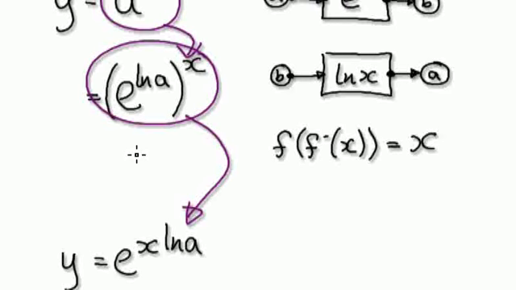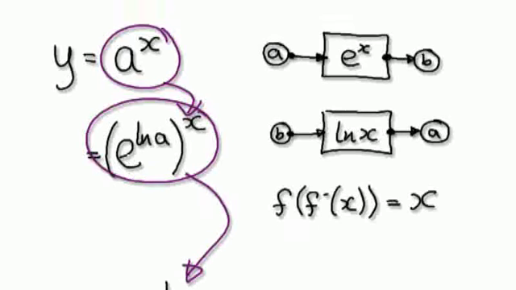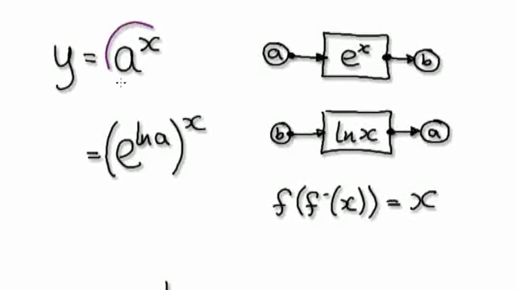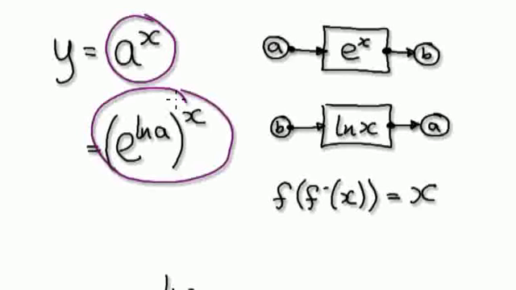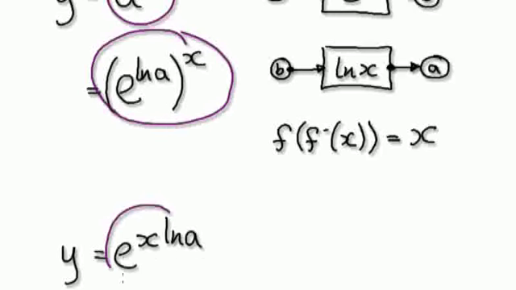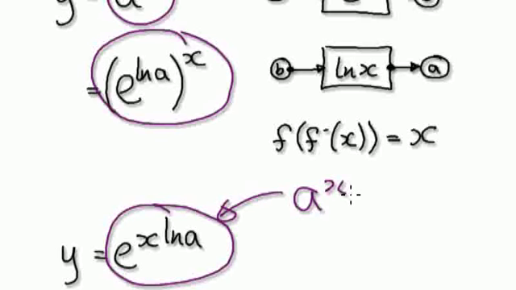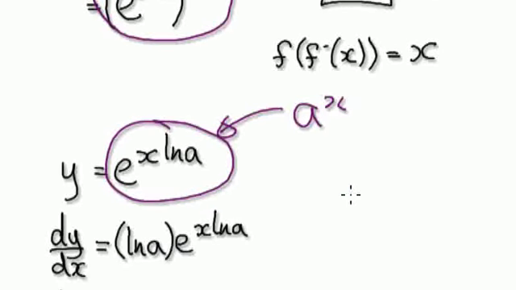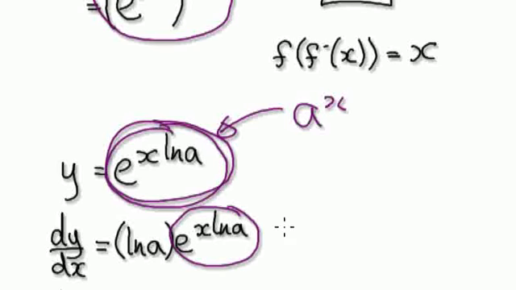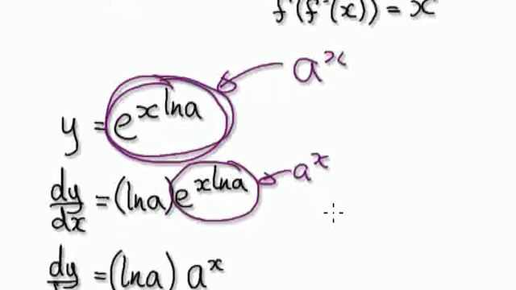Bear with me on this. This here is your a to the power of x. This here is your a to the power of x. And this here is also your a to the power of x. So when you get to this stage, this is a to the power of x. So that would mean this.